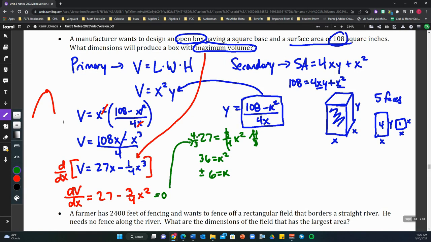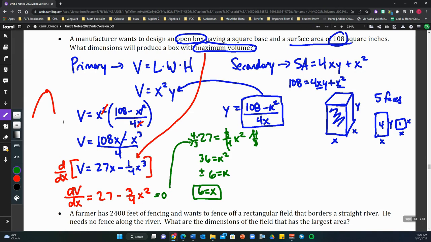Now, because of the real world context, sometimes we're going to have extraneous solutions, or values that really do make this equation equal to 0, but don't make sense in the context of the problem. So in this case, I'm ignoring the value of -6, because that can't possibly be a dimension for this box.